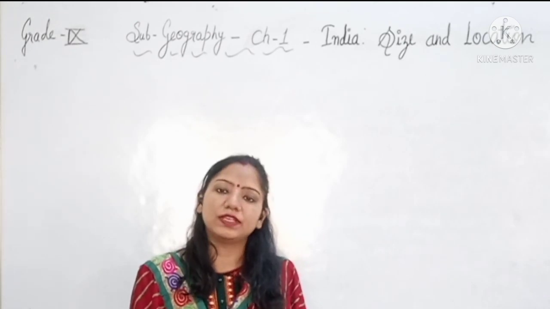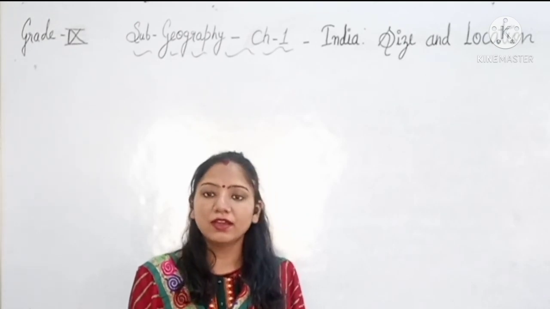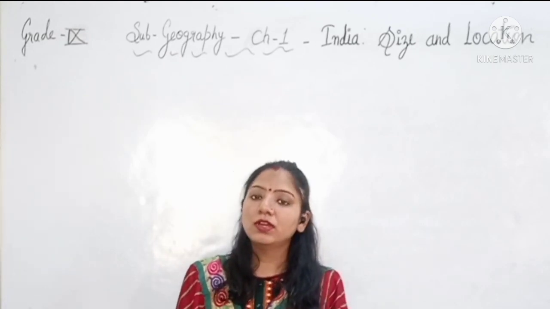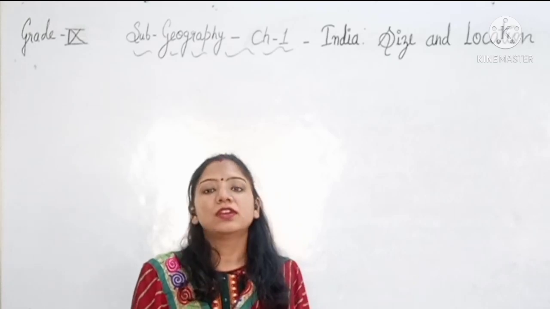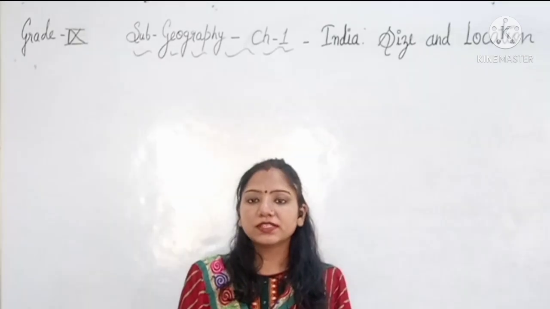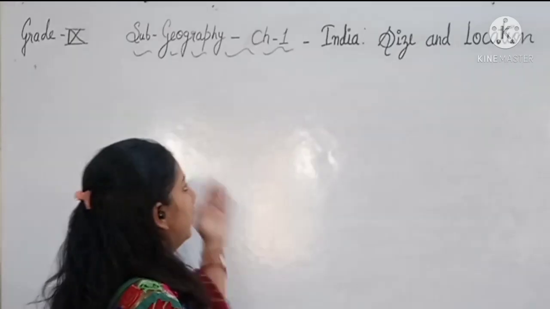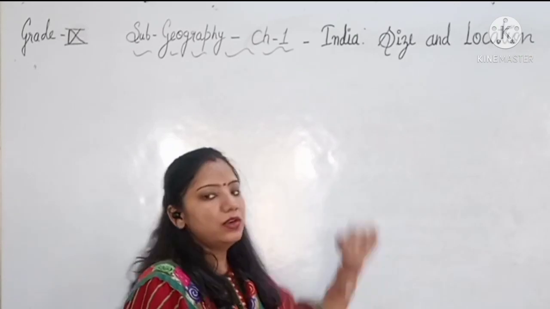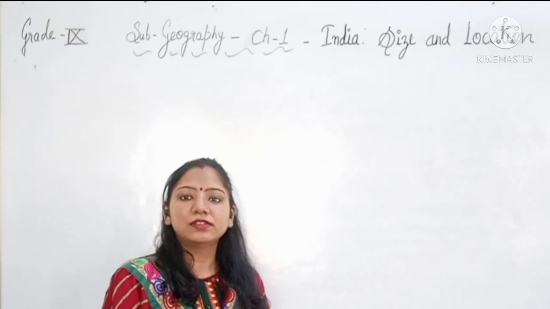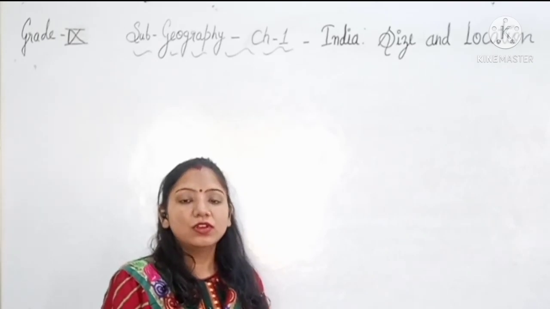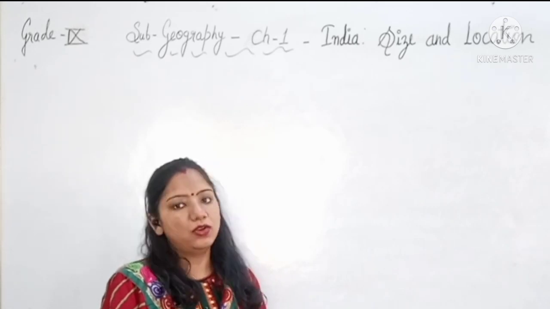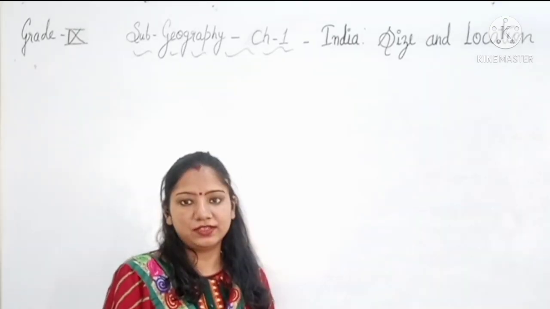A new book in geography, that is Contemporary India, Book 1, in which we are going to study all the physical features and the geographical features of our country. So, our today's first chapter is India, Size and Location. Before starting the chapter, let's watch a short video to know some interesting facts about the size and location of our country.